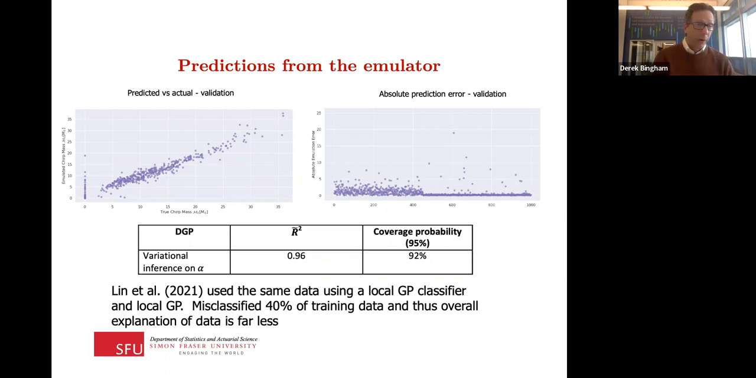Now, there was a paper from our group as well by Yu-Lao Lin, that appeared in the Annals of Applied Statistics using the same data. That work included a local classifier to say whether it's in the active region or not, and a local GP. That method did pretty well when the classifier did the right thing, but unfortunately it misclassified about 40% of the training data. So this deep GP method did quite a bit better at prediction, but also in uncertainty quantification, which matters to the astronomers.